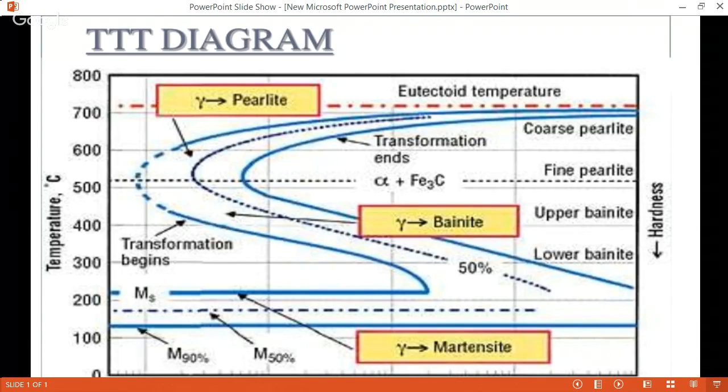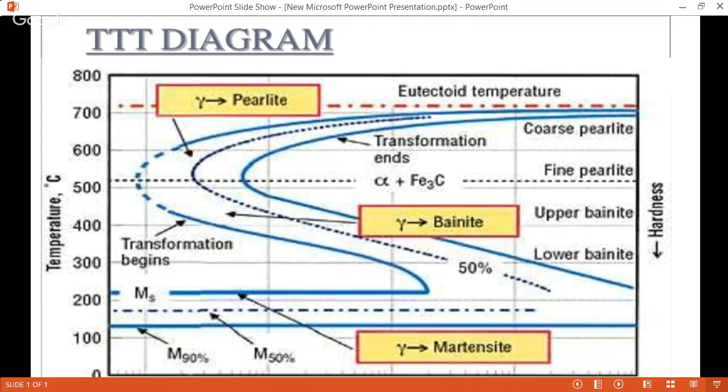And now the martensite comes out between 100 to 200 degrees centigrade, and martensite is divided into two types. This is the martensite start. This blue line, the upper blue line, is shown as MS, and the lower side is called MF, because MS means martensite has started and MF means martensite has formed.